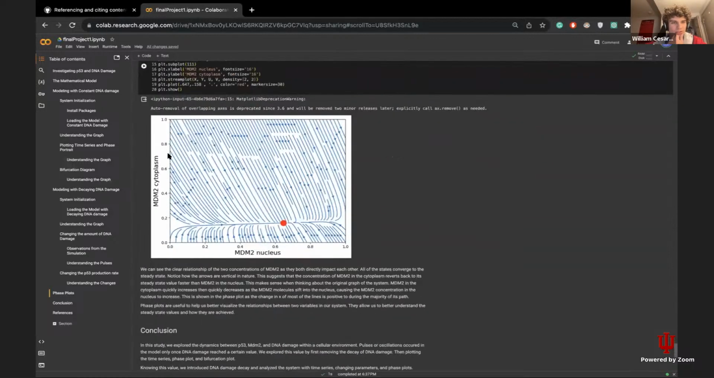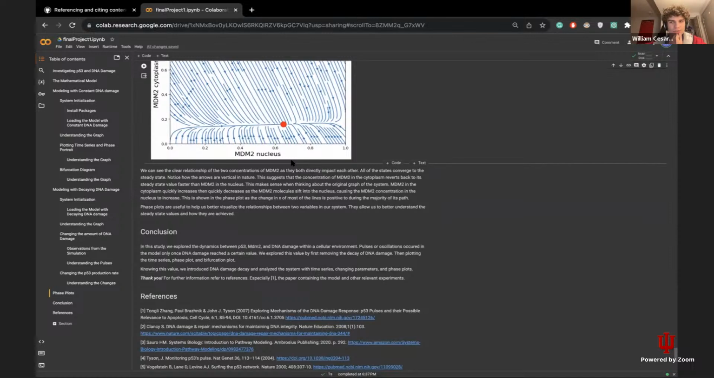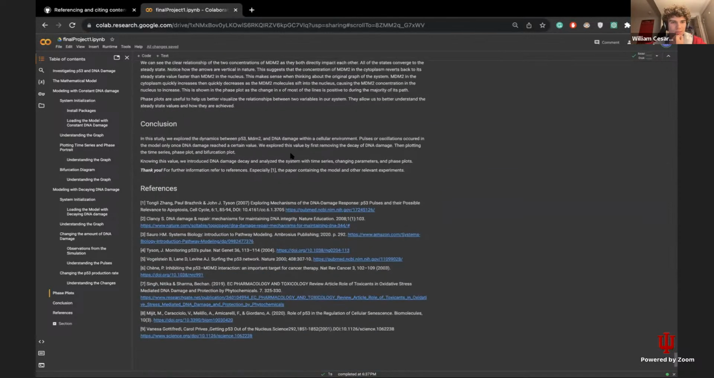And here's the last one, MDM2 in the cytoplasm. And I mentioned the nucleus, since they're transporting to each other, it's a direct relationship. So there's just one fixed point. Here's my conclusion.